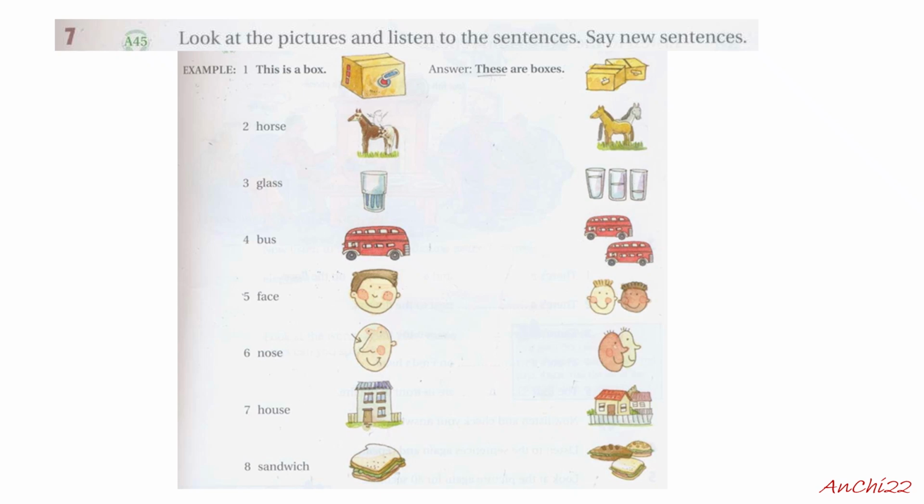5. This is a face. These are faces. 6. This is a nose. These are noses. 7. This is a house. These are houses. 8. This is a sandwich. These are sandwiches.